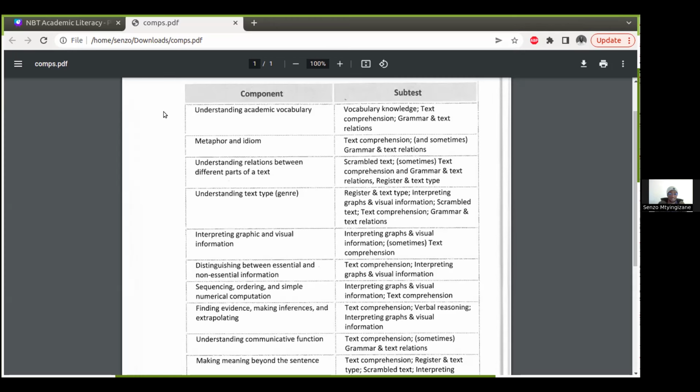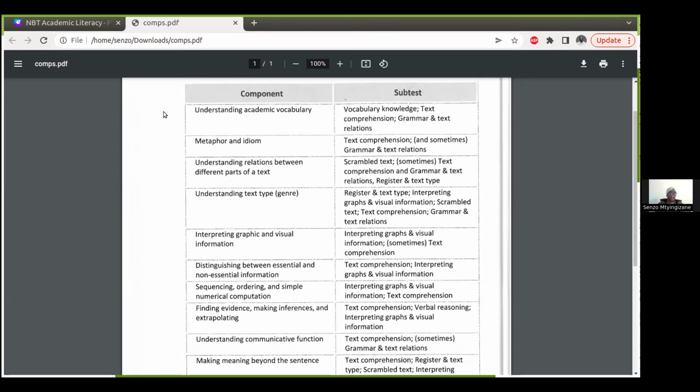Next is understanding text type, which would be the genre of the text. So you need to be able to understand the register and the text type. You also need to be able to interpret graphs and visual information. Graph and visual information will appear a lot, and that's basically the quantitative literacy part of the test, because the test is academic and quantitative literacy. The quantitative part is when you have to be able to interpret graphs and some visual information. The other things that will be tested there are scrambled text, and again, text comprehension, grammar, and text relations.